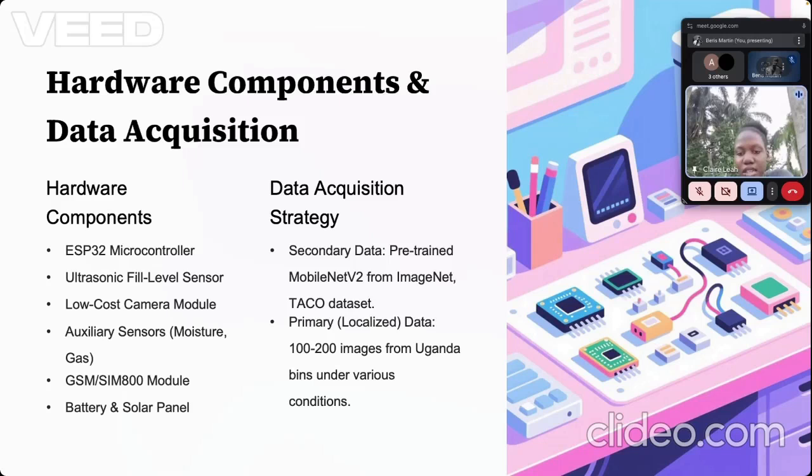And for the data acquisition strategy, we decided to use secondary data: the pre-trained MobileNetV2 from ImageNet and the TACO dataset, and the primary localized data, images from Uganda bins under various conditions.